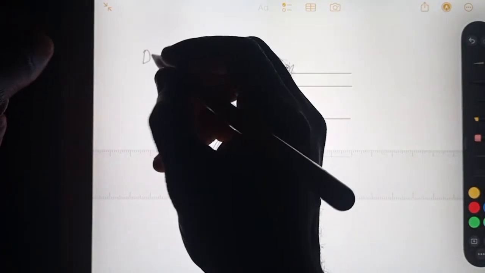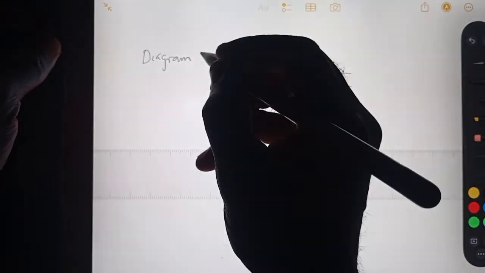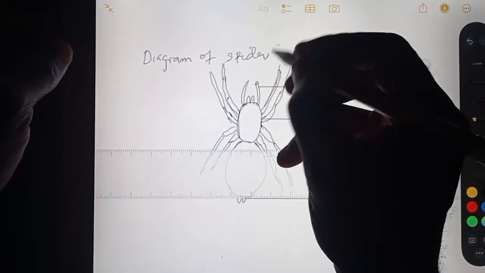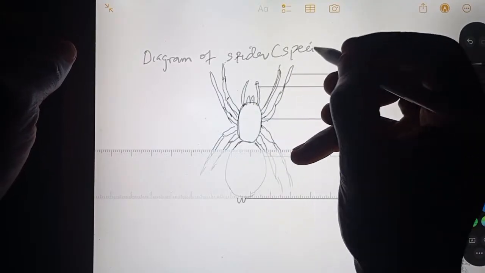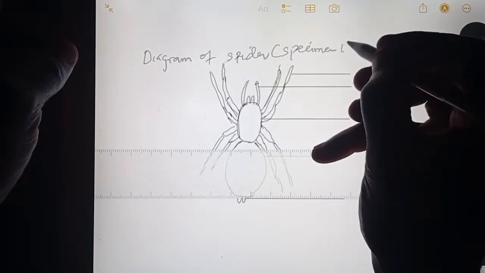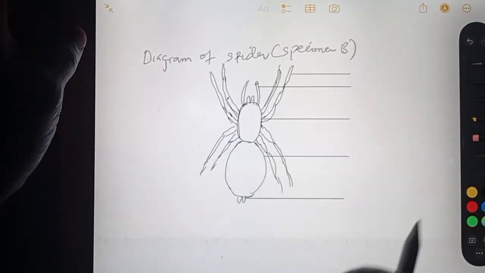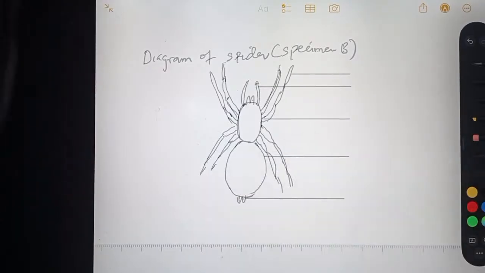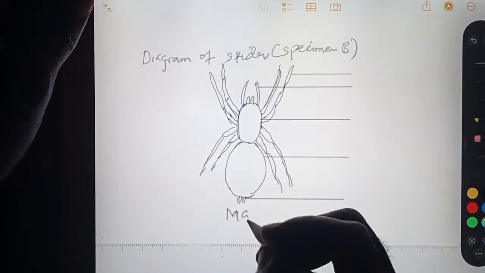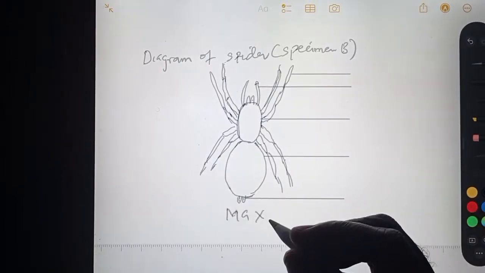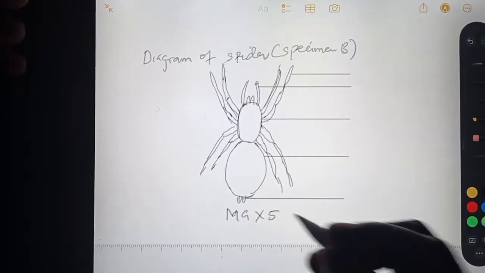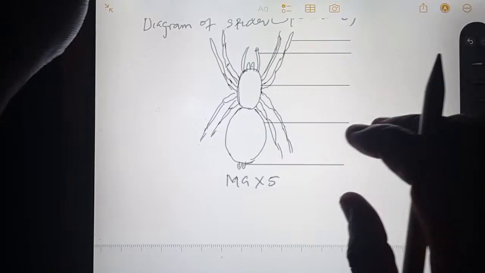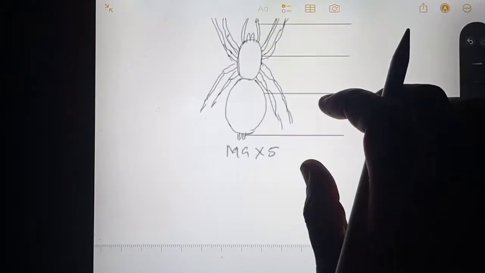Drawing or diagram of spider, or diagram of specimen B. Then come down here and make sure you indicate your words. Don't use woolly lines, use clean lines. You write magnification. For spider, you can still use that ×5 and above. Your drawing must be bigger than it. Okay, I've discussed the economic importance of all this in my video.